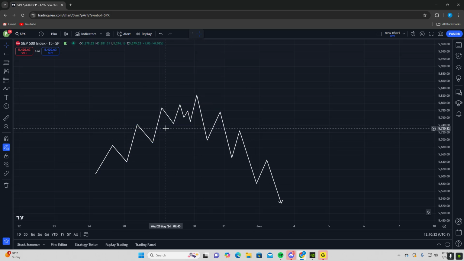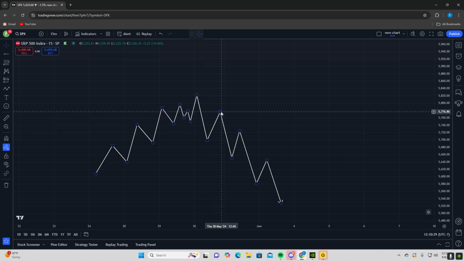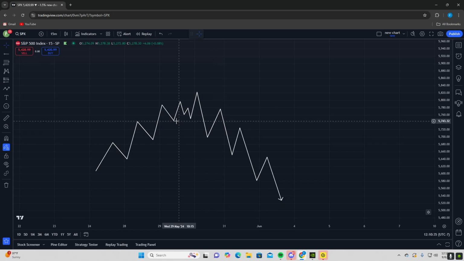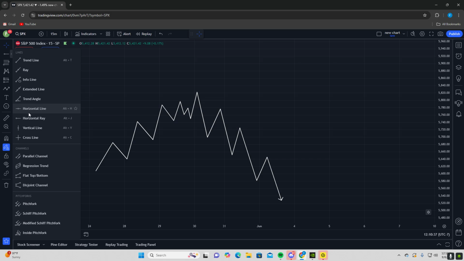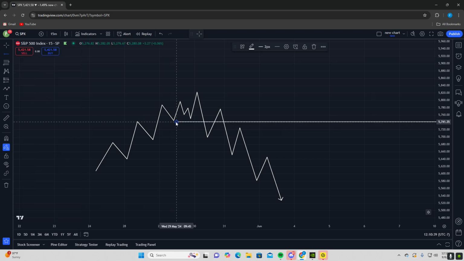So right here we're uptrending, right? And then we pull down, and then we see we're trying to come back up, but this was actually a lower high, and then we come back down. That right there was your break of structure. Right there was your break.